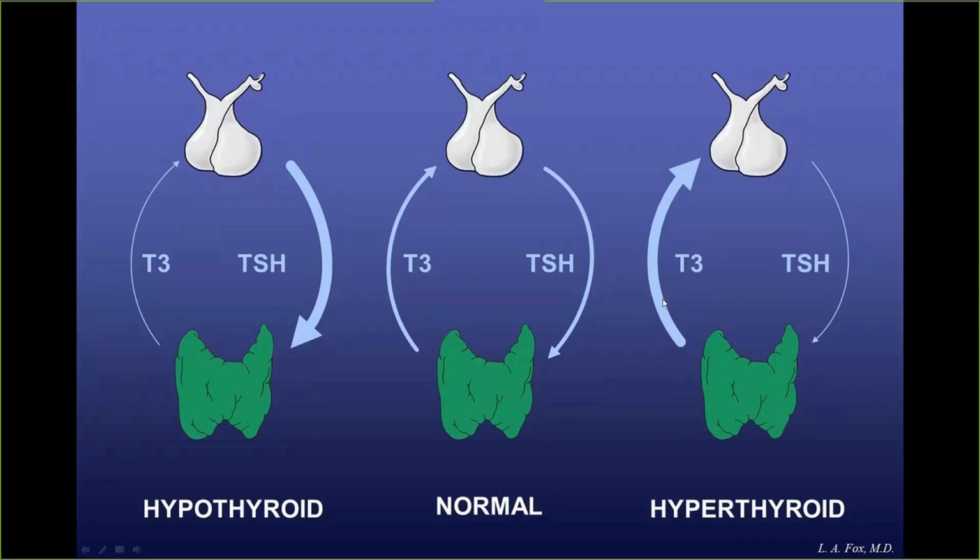Like in hypothyroidism, you'll see high TSH. In hyperthyroidism, you'll see suppressed TSH.